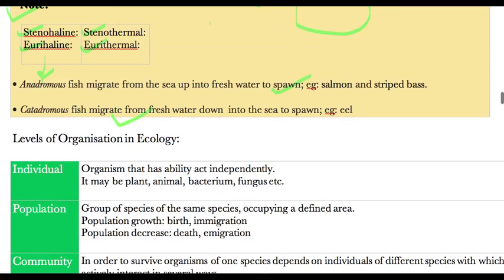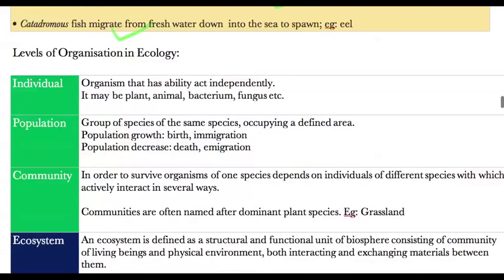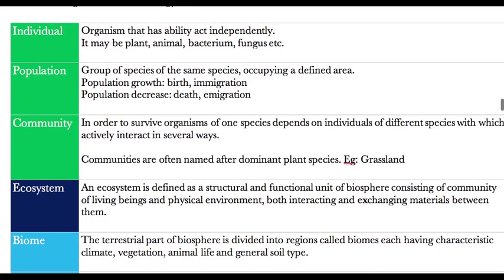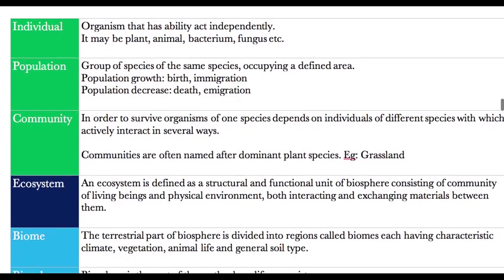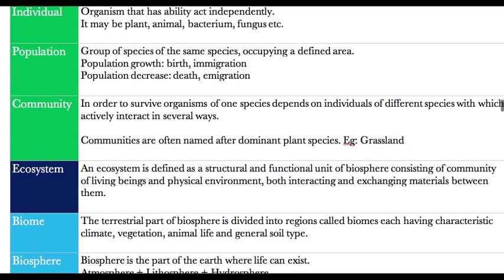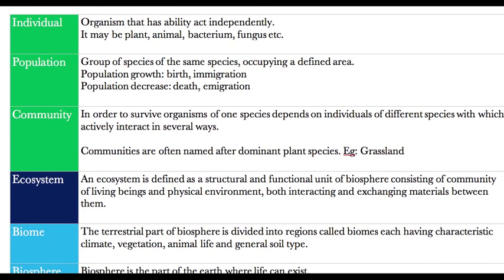Now come to the next point, which is levels of organization in ecology. Basically we have these levels: individual, then population, then community, then ecosystem, then biomes, and lastly the biosphere. We will deal with each quickly. An individual is nothing but an organism that has the ability to act independently. It may be a plant, animal, bacterium, fungus, etc.